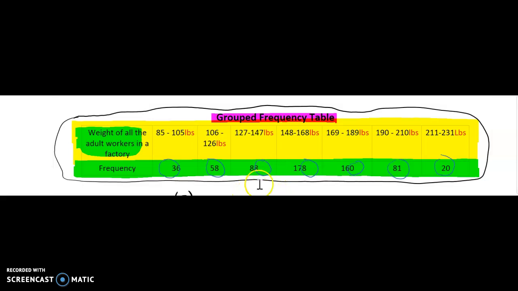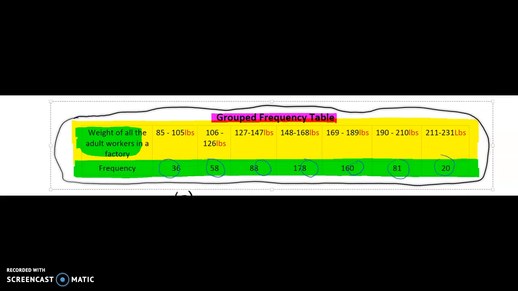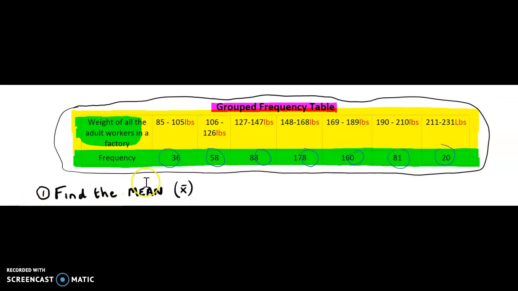mean, to find the mean, how do we go about it? Well, at the minute, the data that we have is not very useful insofar as we have these groups of figures here, like 85 to 105, or 106 to 126. That's not much use to us. We need to get one number, not two numbers. We need to turn that into one number to find the mean.